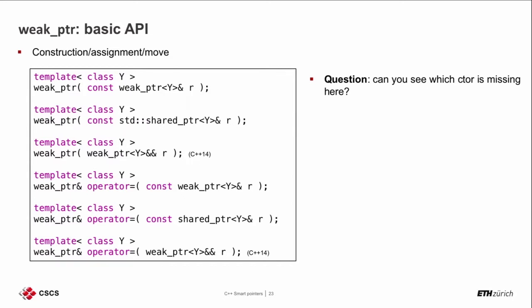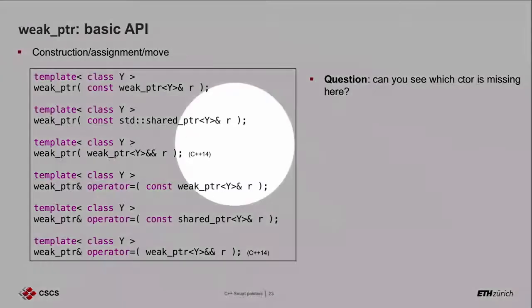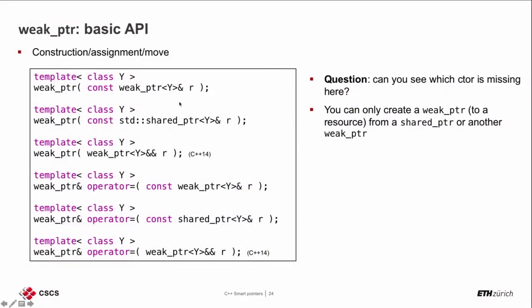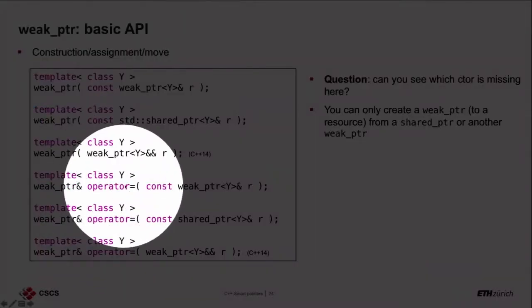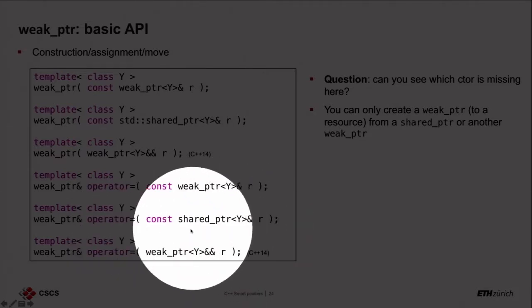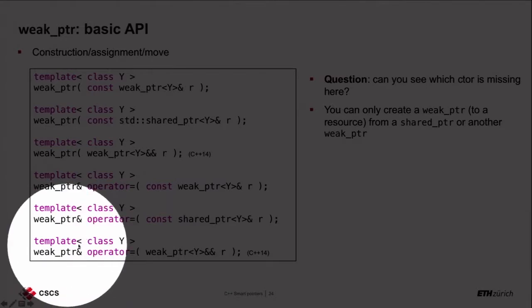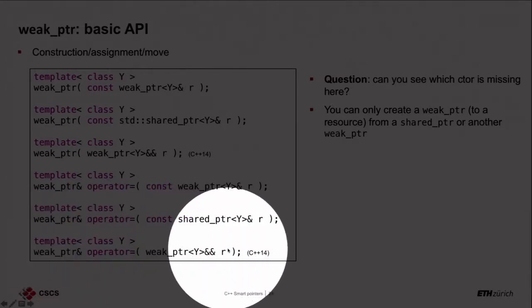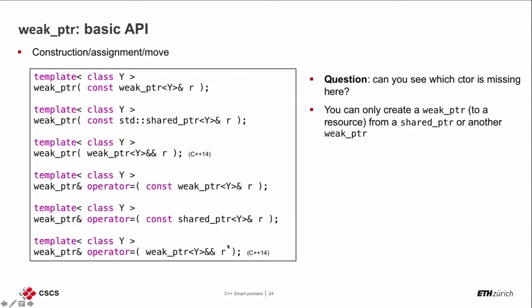Talking about the weak pointer constructors and the ways you can create them, you can see there is a similar list. You have, of course, a copy constructor. You have the constructor of weak pointer taking in input a shared pointer. You have a move constructor starting from C++14. You have the assignment operator. You have the assignment operator starting from a shared pointer. And then you have also the move semantics implemented for the constructor starting from C++14. Also in this case, this is, let's say, a comprehensive list of the ways you can create a weak pointer.